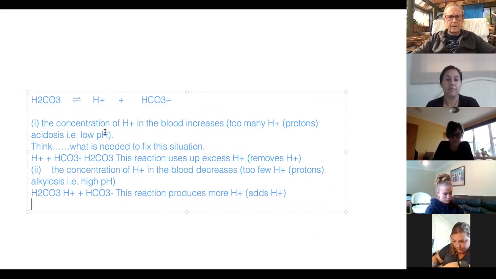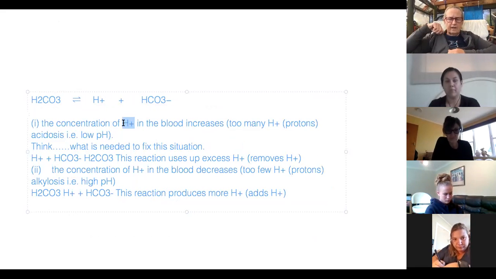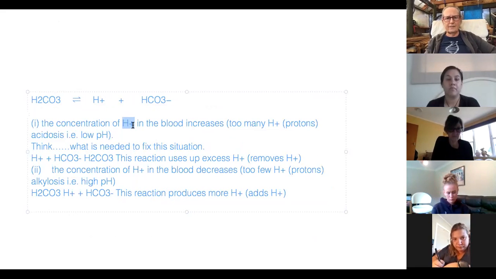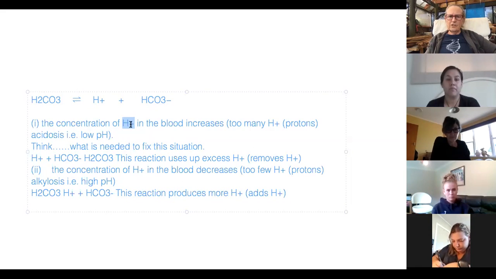Okay. This is what you need to remember. If the concentration of H+, the proton, remember, because hydrogen is only an electron and a proton, so if you lose the electron, all you're left with is the proton, still called H+. If the concentration of H+ in the blood increases, you've got too many of them, then that's called acidosis, low pH. What do we need to fix the situation?